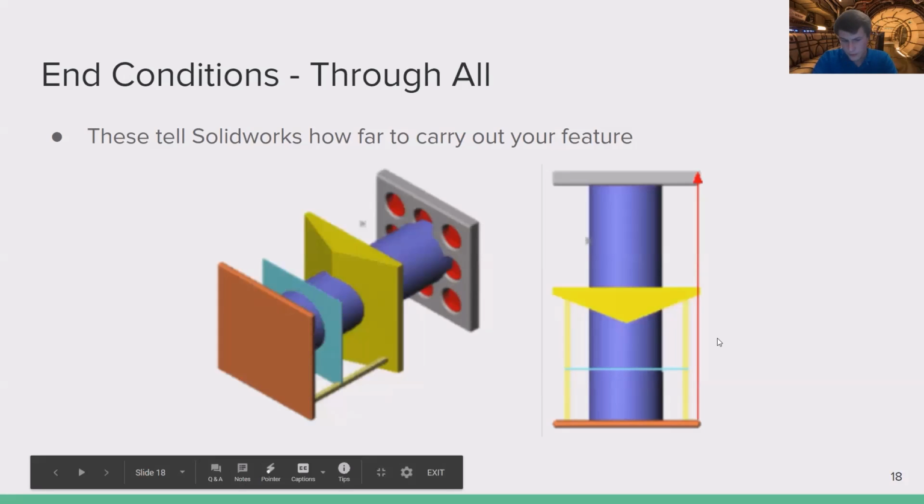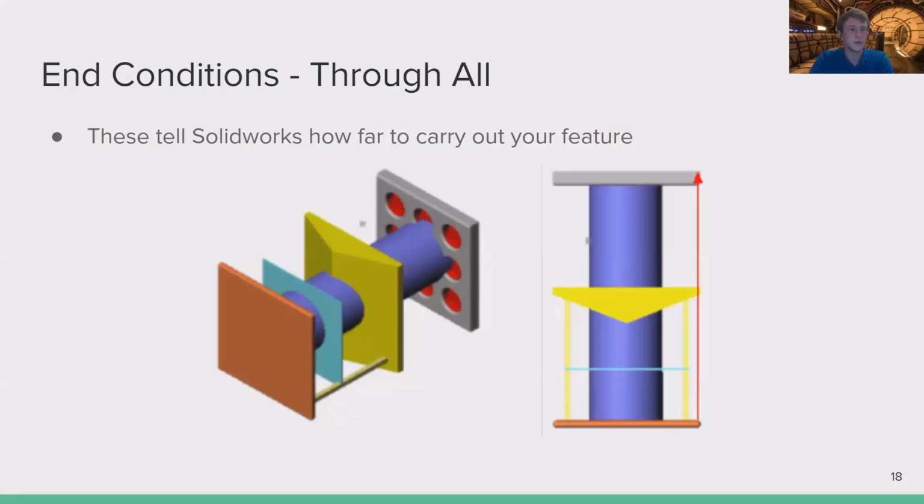All right, another one, which I see very rarely used for extrude boss bases but a lot more for cuts, is the through all end condition. This would basically take whatever the extent of your geometry is, whatever part you have, take that profile and move it all the way through the material you have.